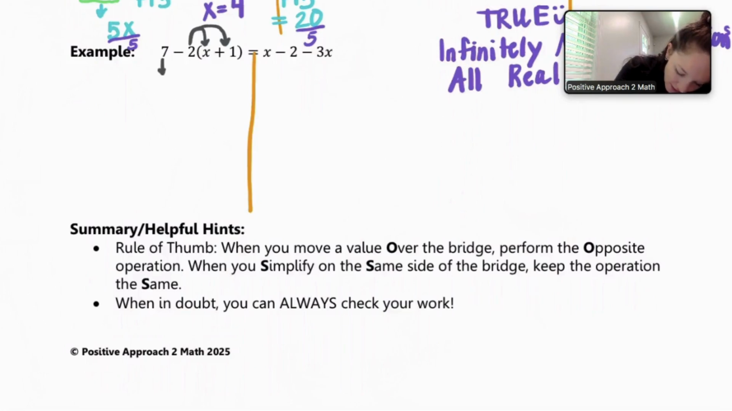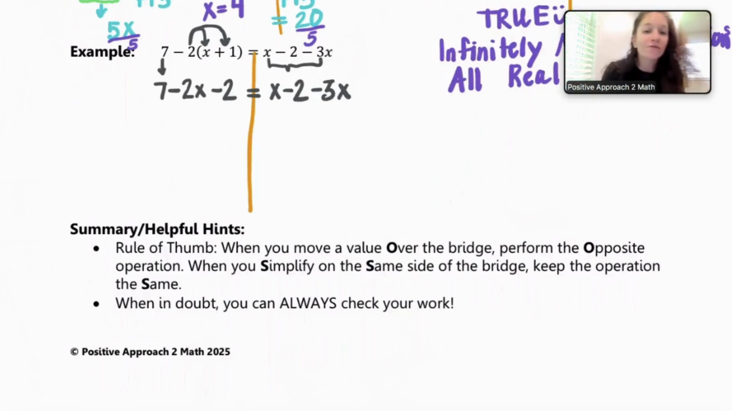So that 7 gets brought down. That's going to become minus 2x, and that's going to become minus 2. Okay? There's no distribution happening on the right-hand side, so I'm just going to, for now, bring everything down. If you want to try to combine like terms right there, go for it, right? I'm going to do all my combining like terms in this next step.